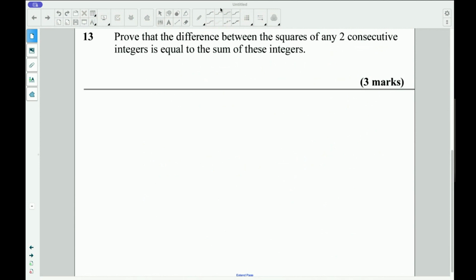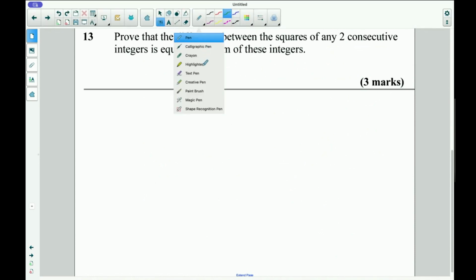All right. So this one is saying that we want to be able to prove that the difference between the squares of any 2 consecutive integers is equal to the sum of these integers. Okay, so it's going to feel kind of like Inception here, where we're going to do something with the numbers and show that they're equal to those numbers. Okay, so let's break this down into separate portions.